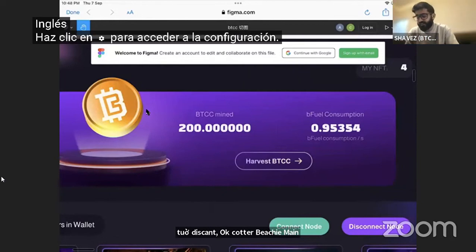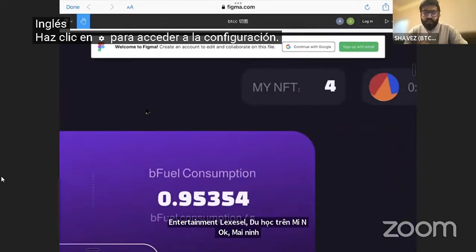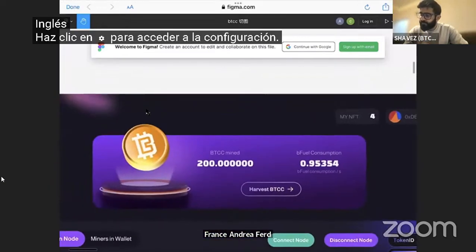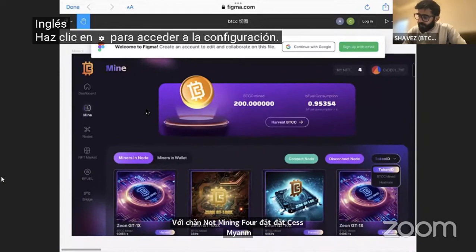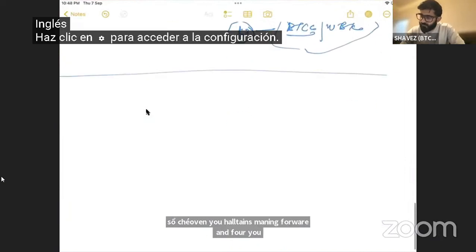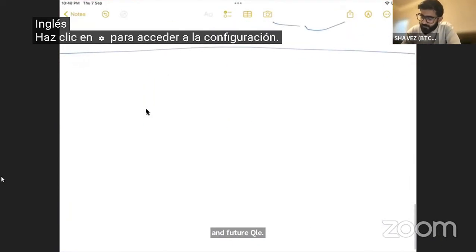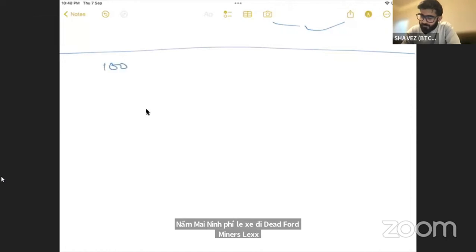Let's say you have 10 miners mining for you, and you have 4 which are not mining for you. That says My NFT. So when you have 10 miners mining for you, and you calculate the mining fee, let's say there are 4 miners. Let's take an example of 100x, 10x, 1x.